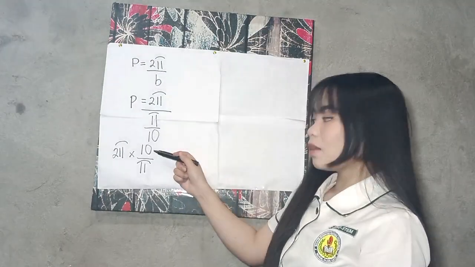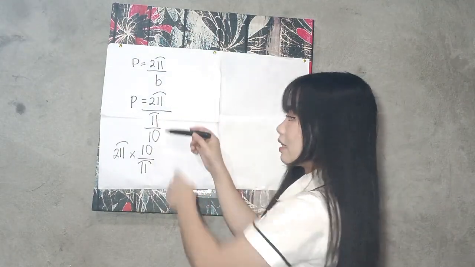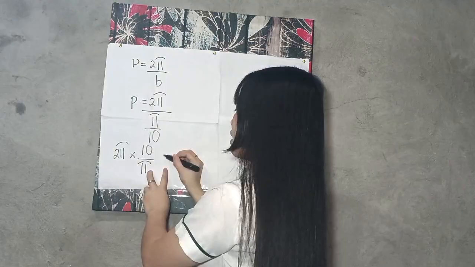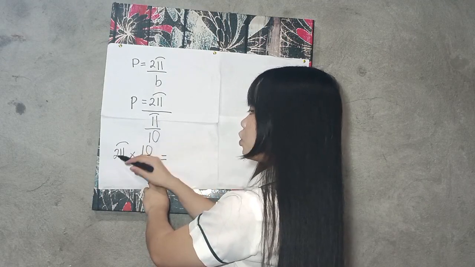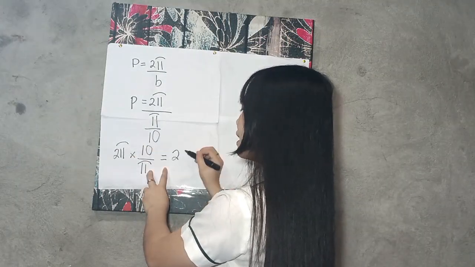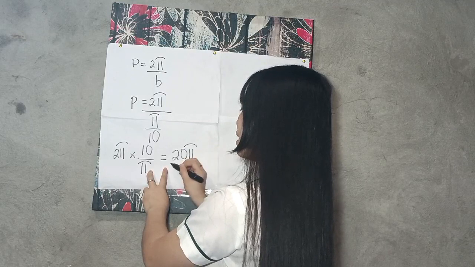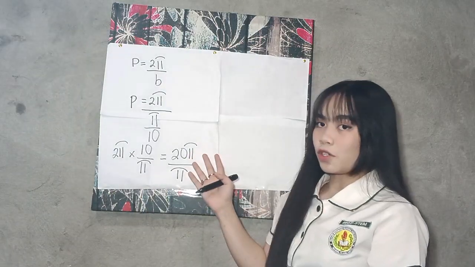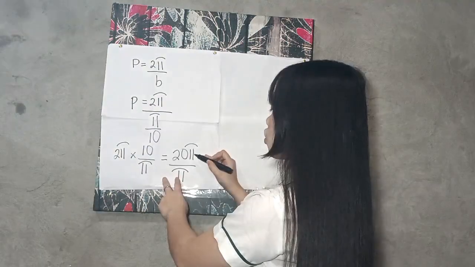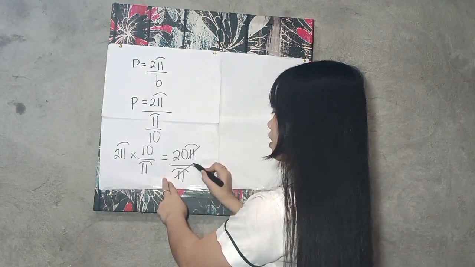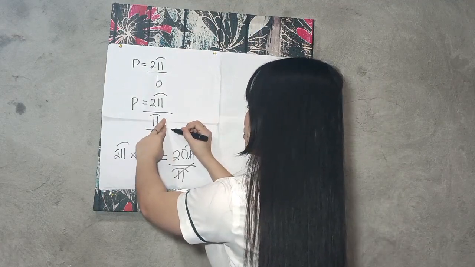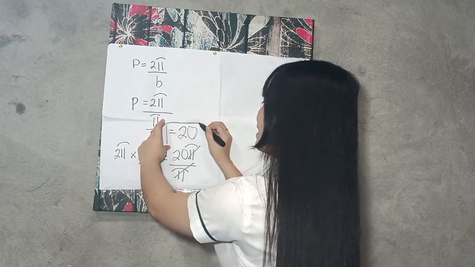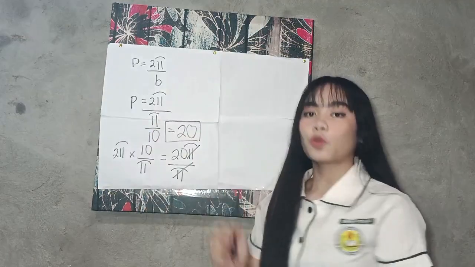It became 10 over pi because we reciprocate the denominator. And after that, we're just going to solve it. The answer will be 2 pi times 10 equals 20 pi, and the denominator is pi. So here is the answer, and to simplify it, we're just going to cancel the pi. That will leave us with the answer 20. So our final answer is 20.